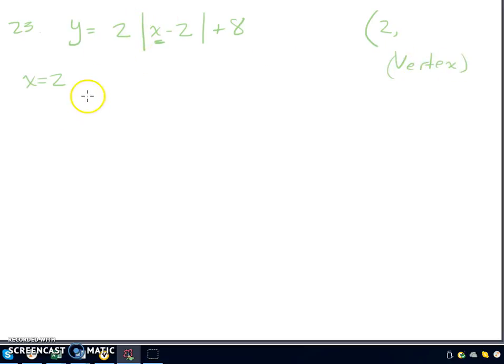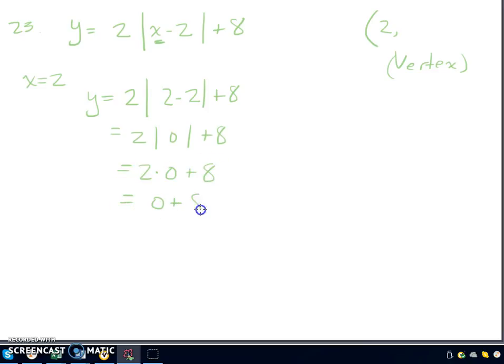So then when I plug this in, I'm going to say y is equal to 2 times the absolute value of 2 take away 2 plus 8, which equals 2 times the absolute value of 0 plus 8, which equals 2 times 0 plus 8, which equals 0 plus 8. So y is going to be 8. So my coordinate points on my vertex are going to be 2, 8.